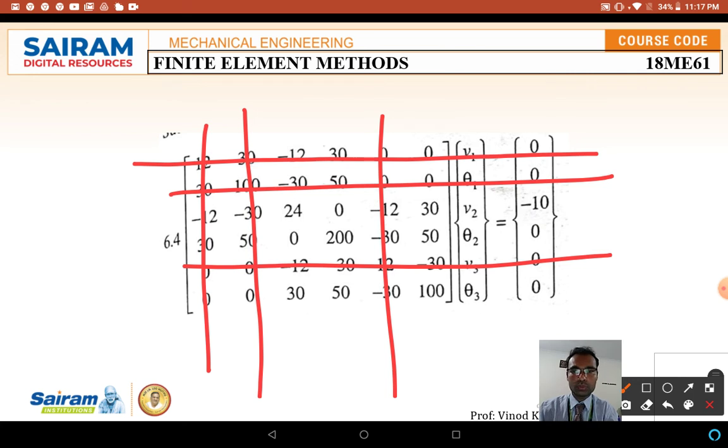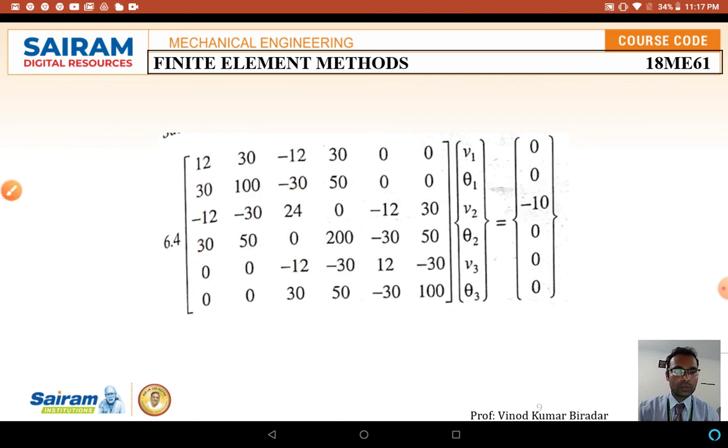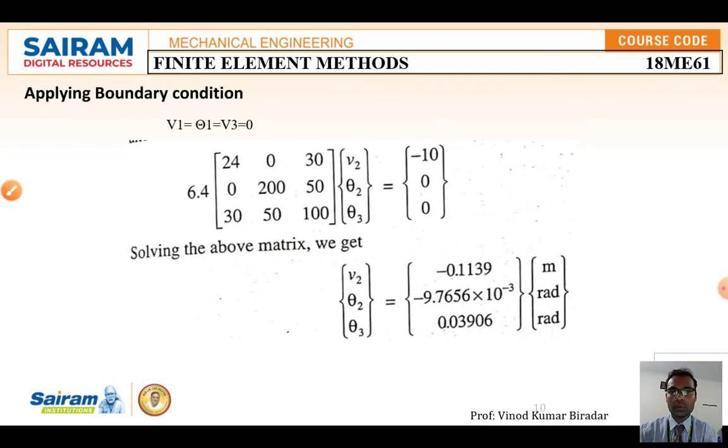So the remaining is 24 0 0 200, this 6.4 v2 theta 2. Theta 3 is also remaining, so that you have to note down in the next slide. The remaining you have to write down: v2 theta 2 theta 3. Again you simplify this: 24 into v2 plus 0 into theta 2 and plus 30 into 0.